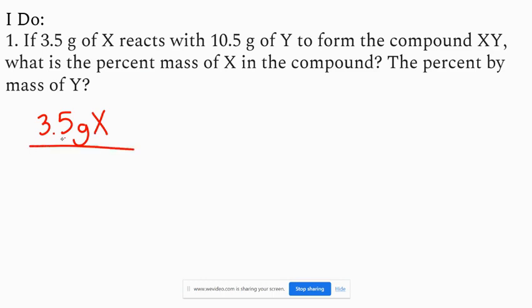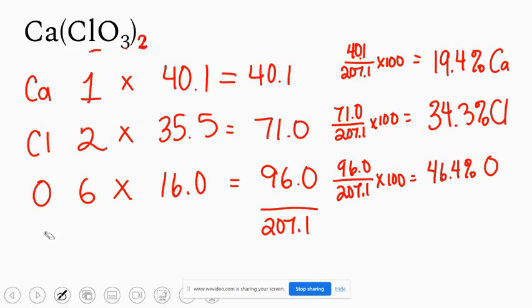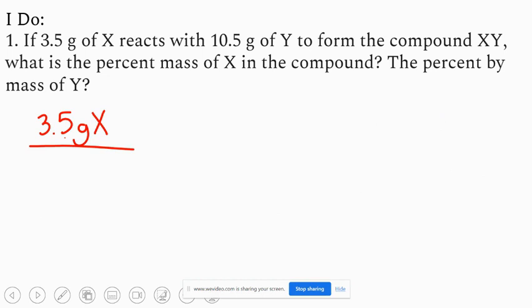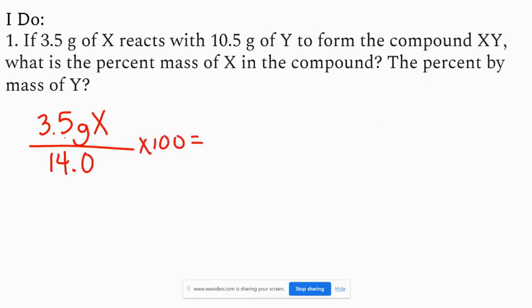14. Okay, that's just going to have to stay there. I was trying to get rid of that little dot there, but I can't. So 14.0 times 100, and that's going to give me my part. So 3.5 divided by 14 is 25%.